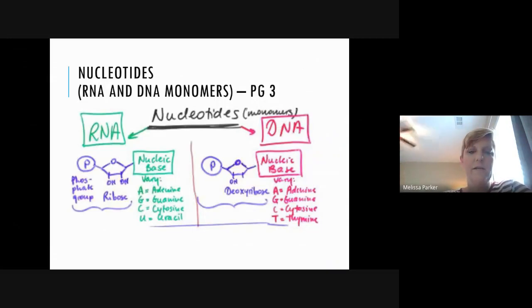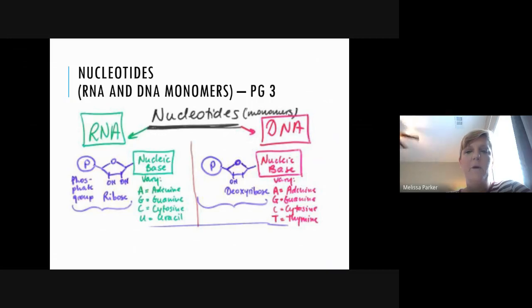So here's examples that we just went through. The monomers for the nucleic acids, DNA and RNA, are called nucleotides. That's what the monomers are called. So when they're put together in a chain, they make up polymers. So those nucleotides will make up polymers, which are the RNA and the DNA.